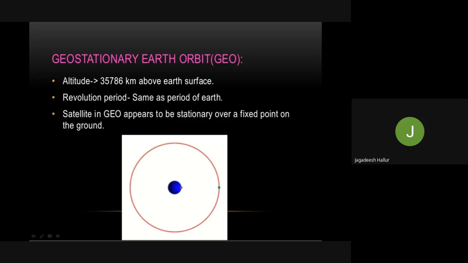Whenever they launch the satellite, they have to fix the orbit first. The scientists fix the path of the satellite. It has to go there, take that path, and start revolving around the orbit. The main function of the geostationary Earth orbit is that it has to maintain its path itself. It is to be stationary, so that name is called stationary, that is fixed.